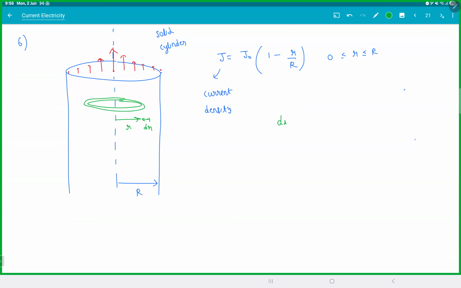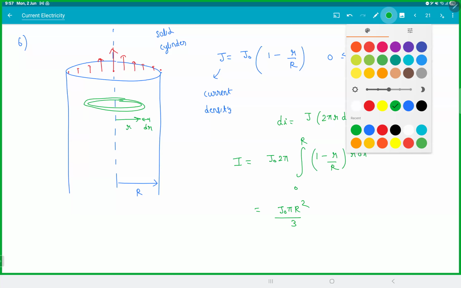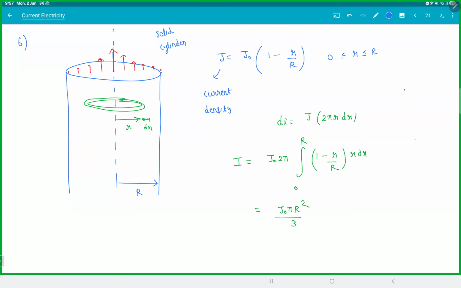So current dI will be J into area, which is 2 pi r into dr. Therefore, the current I will be J naught 2 pi integral of (1 minus r by R) r dr. Limits will go from 0 to R. This would be J naught pi R square by 3. Check it out, you'll get that integration from that. You got it. Easy? Got this?